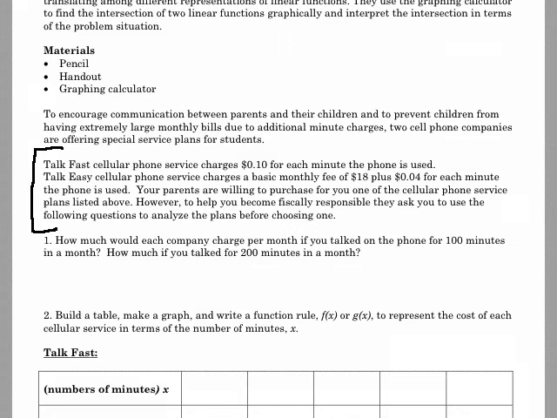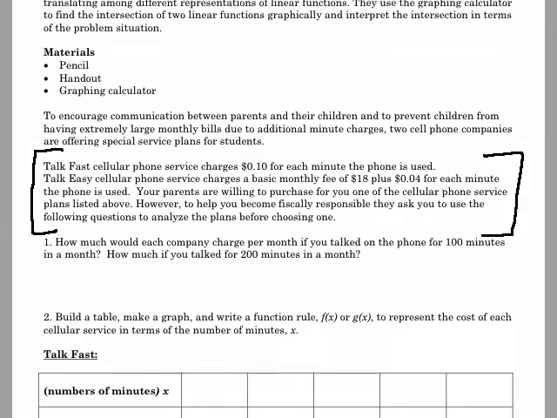In this paragraph, there's some important information regarding the cell phone prices that are offered on a monthly basis by two companies. The first company, Talk Fast, charges 10 cents per minute. The other company, Talk Easy, charges a monthly fee and an additional charge per minute. It'd be important for you to notice that Talk Fast charges more per minute than Talk Easy. But with Talk Easy, there's that flat fee.